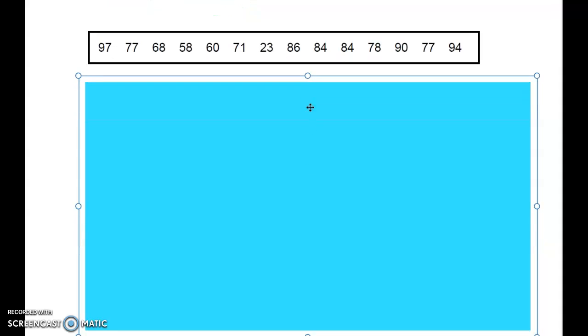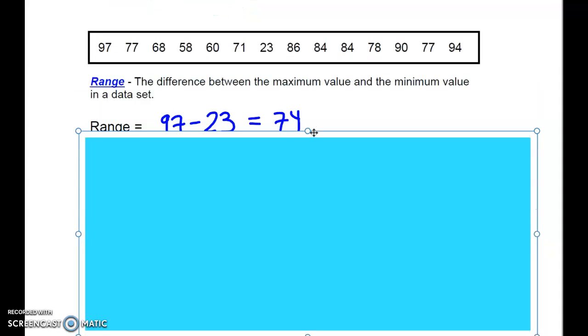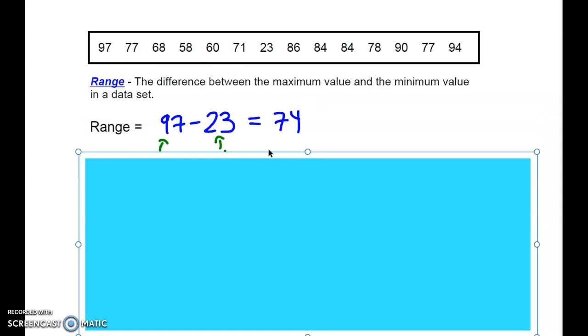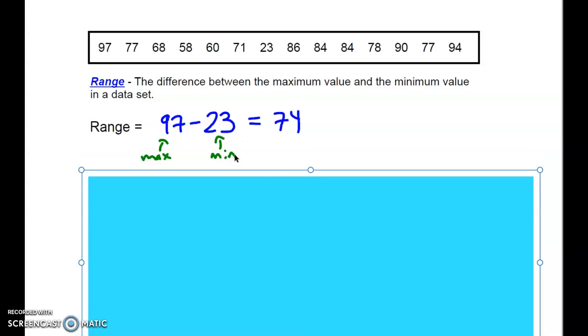All right, so just another set of these are our numbers that you already have written down. And the next thing we're going to calculate is the range. That's the distance between the maximum value and the minimum value in a data set. Again, it's really good for this time to have them written out from least to greatest. Then you can do 97, which is our max, and 23 is our min, and subtract those. So 97 subtract 23 is 74. Okay, that's our range.